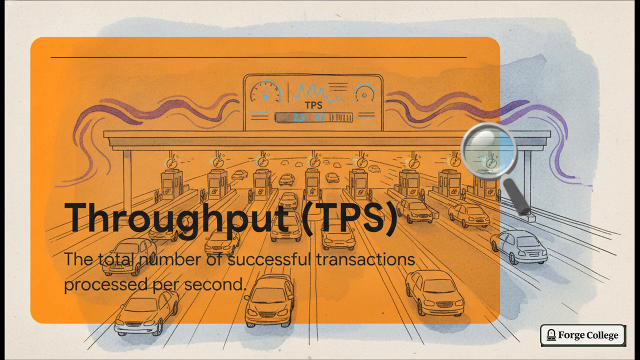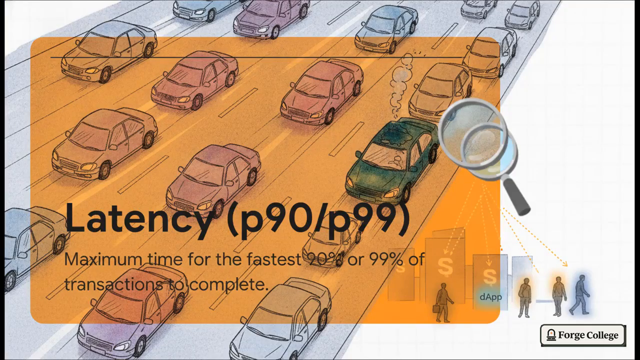If your dApp is a highway toll booth, TPS is exactly how many cars can successfully pay their toll, get that barrier to lift, and drive through every single second. The more lanes you have open and the faster your operator processes those payments, the higher your throughput. It's a pure, raw measure of volume over time. But throughput isn't the whole story, not even close.